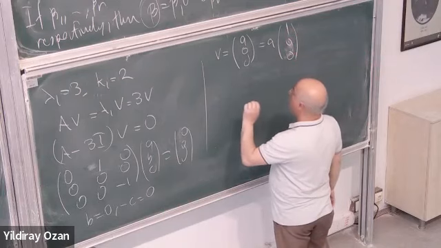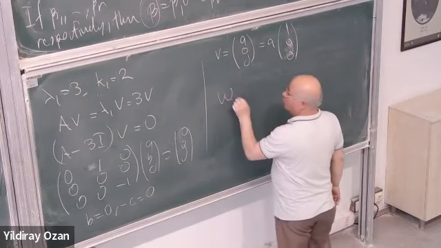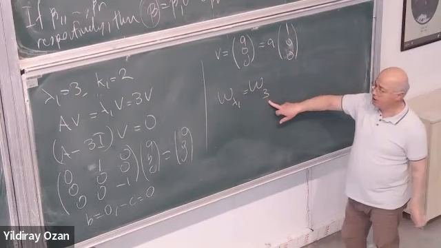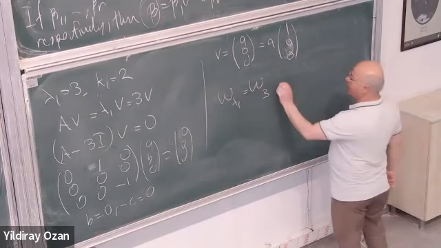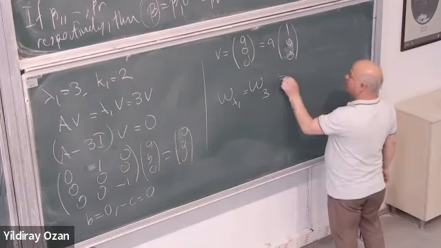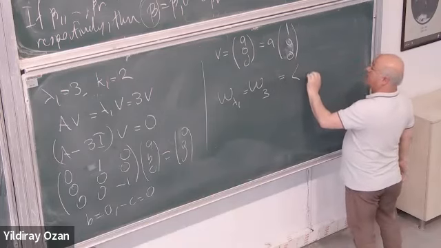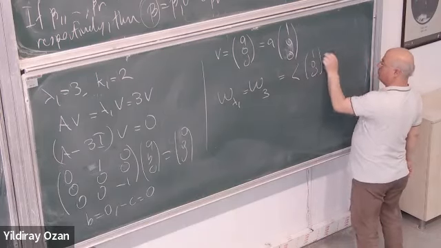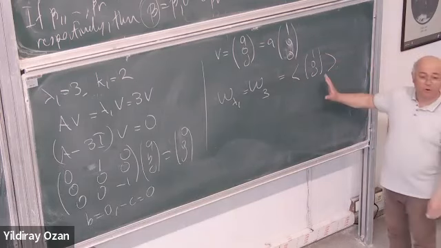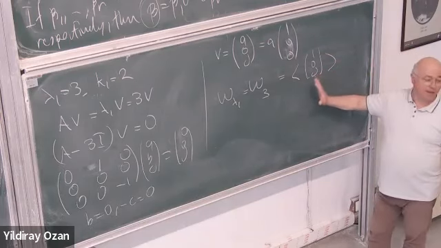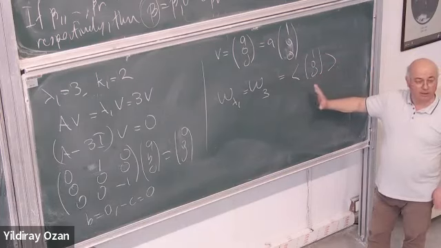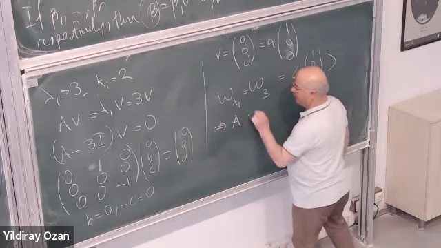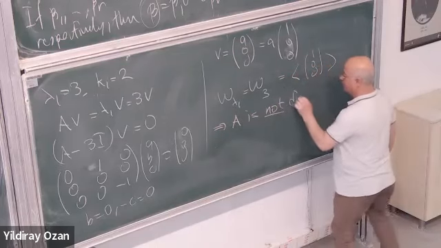So my W lambda 1, which is W3, the eigenspace corresponding to the eigenvalue has dimension 1. So it is just spanned by this vector, 1, 0, 0. Therefore, my operator cannot be diagonalized, right? It is not diagonalizable. This implies that A is not diagonalizable.